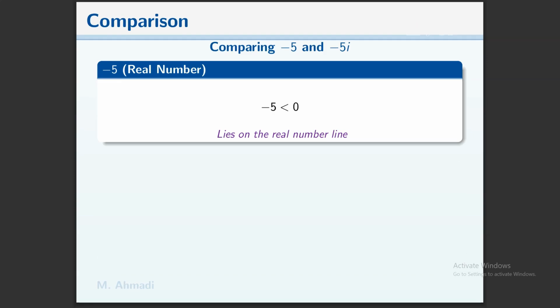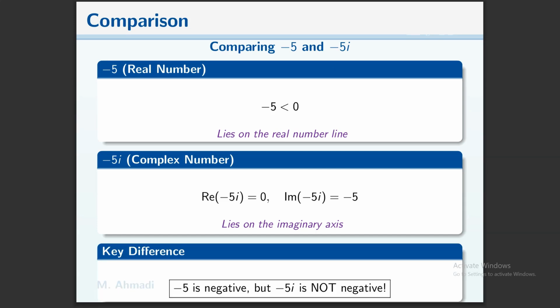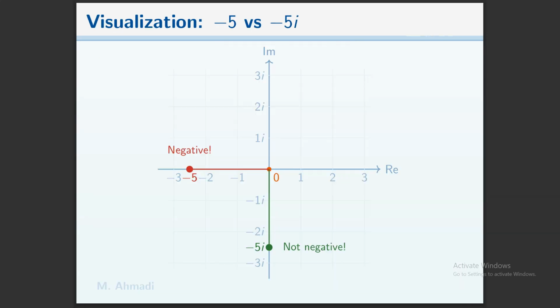Comparison of minus 5 and minus 5i. Minus 5 is a real number. Minus 5 is less than 0 and lies on the real number line. But minus 5i is a complex number, with real part 0 and imaginary part minus 5, and lies on the imaginary axis. The key difference is that minus 5 is negative, but minus 5i is not negative.